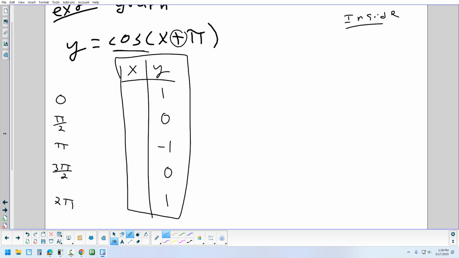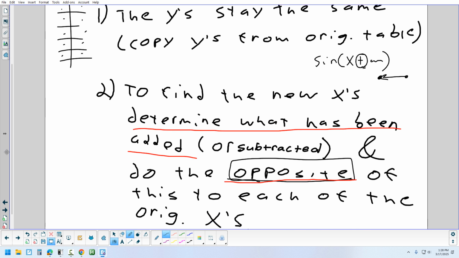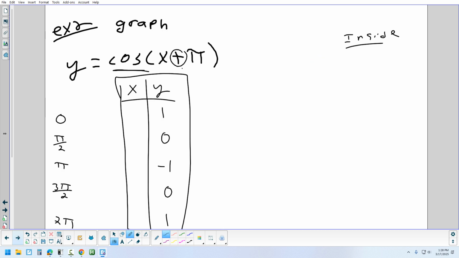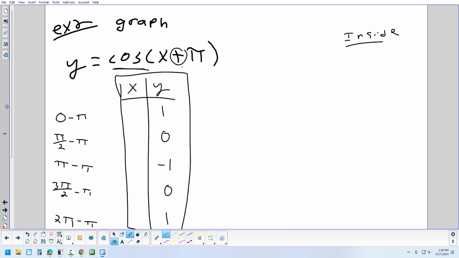Why? I'm not quite sure. So when you see a plus pi, you do the opposite. Remember, you do the opposite. So we got a plus pi, we're going to do minus pi. Yep. Okay. No decimals, so we're going to leave everything as a fraction with pi. Okay. What's 0 minus pi? Negative pi. Negative pi. Okay, the next one, we need a common denominator. Over 1.